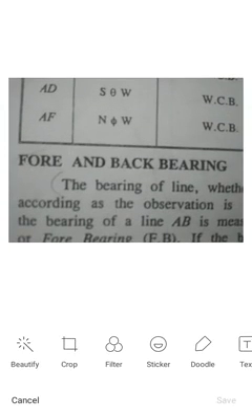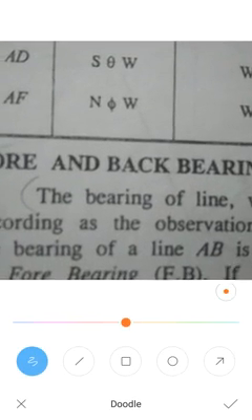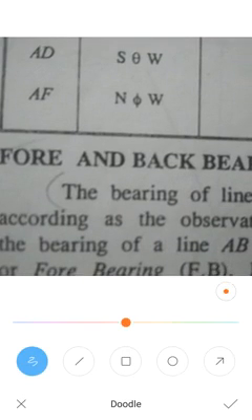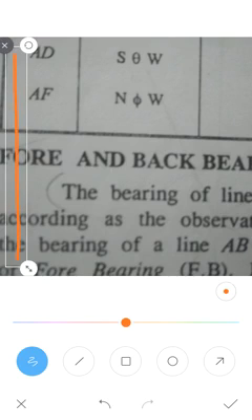Next is the forebearing. You should first know what forebearing and back bearing are. I will give some information. Consider there is a line. Consider this is the field.